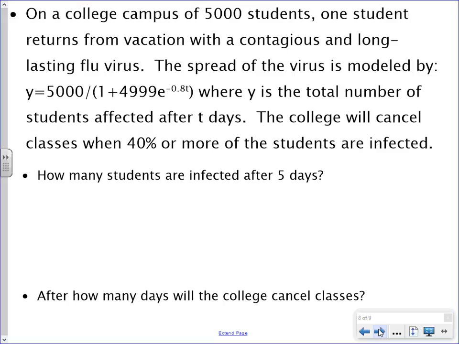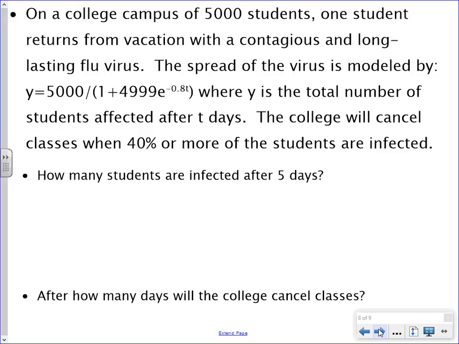What kind of model does this look like? It's a logistic growth. Okay, on a college campus, if an illness spreads, it's going to spread really fast, and the more you're exposed to it, eventually the less people are going to get it. The college will cancel classes when 40% or more of the students are infected. So how many students are infected after 5 days?